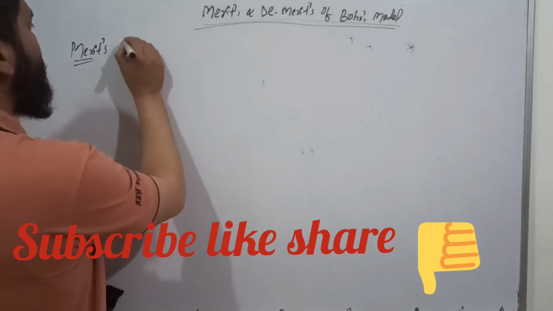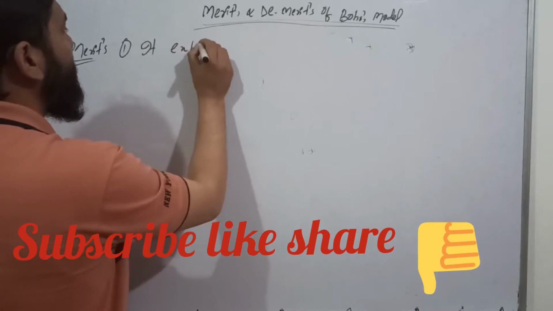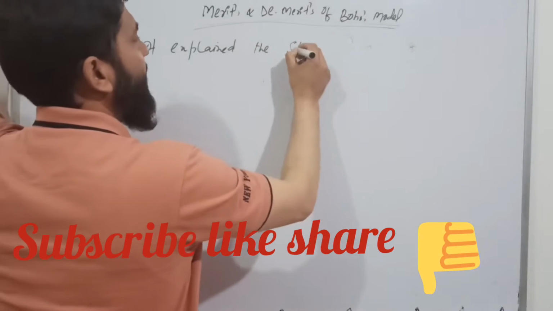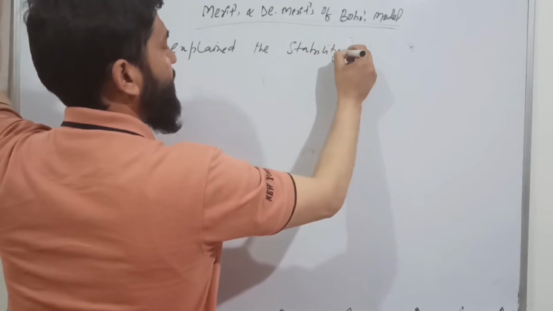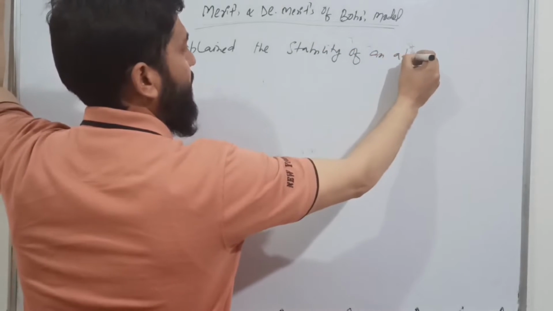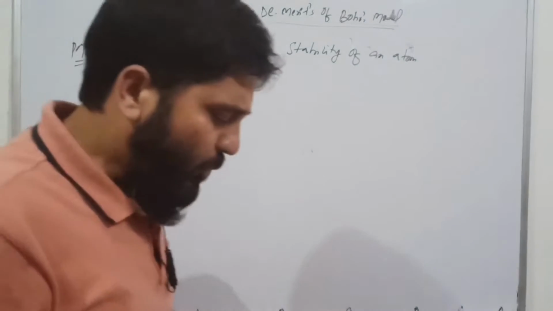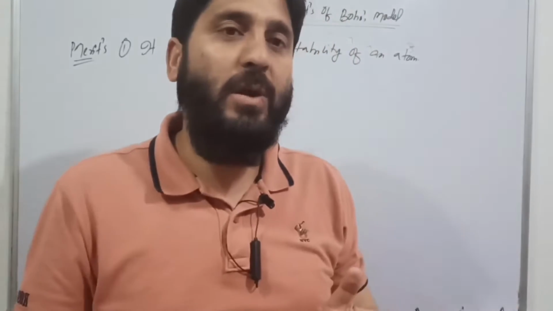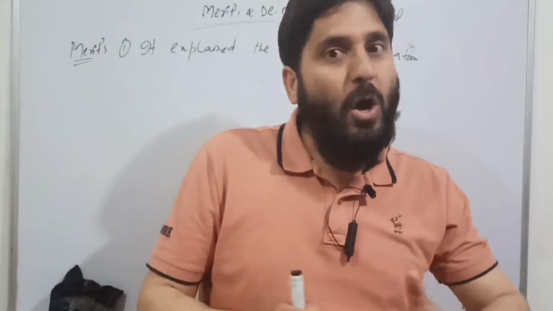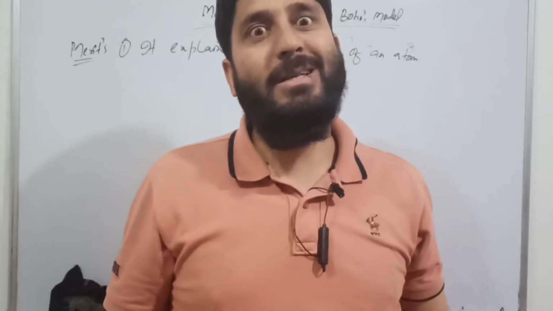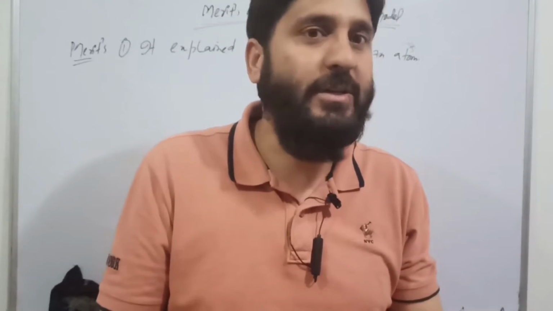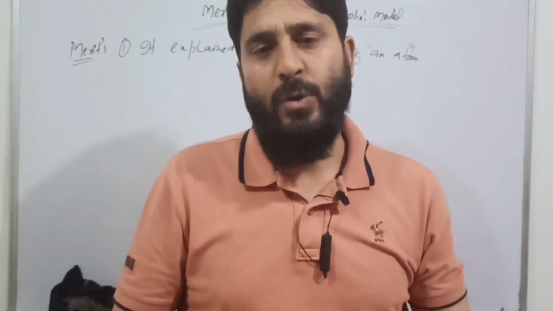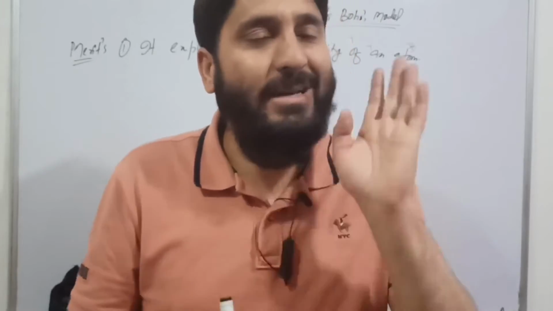First merit of Bohr's model is it explained the stability of an atom. Bohr's model explained the stability of an atom by proposing that while revolving around the nucleus in a fixed or particular orbit, an electron neither loses energy nor gains energy. These orbits were called the stationary states, and these stationary states possess a particular or fixed amount of energy. So there is no question of collapse of atoms.